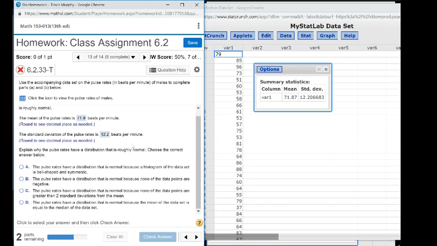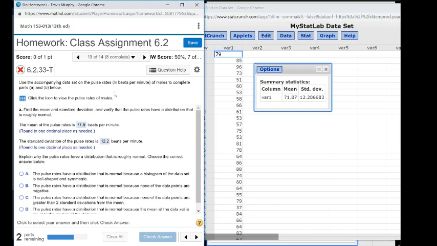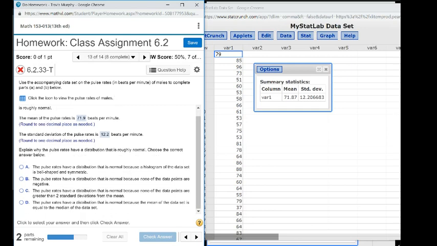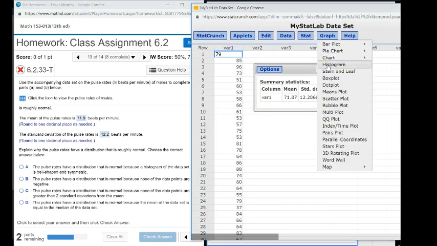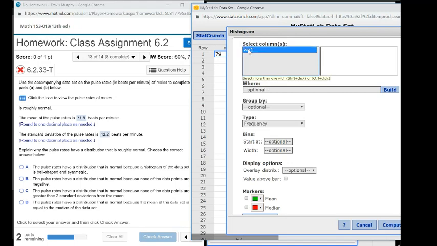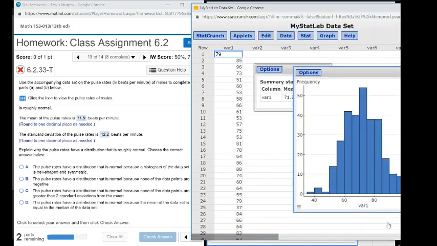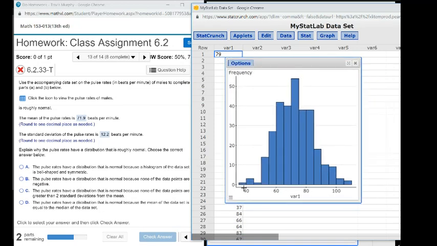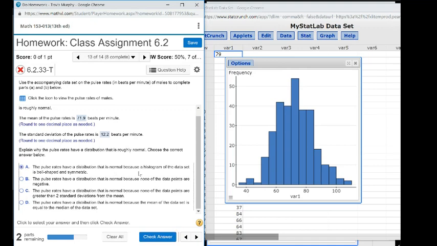Explain why the pulse rates have a distribution that is roughly normal. Okay, did we have a hint here? Well, there's a hint. Some of these problems are saying, well, this one says because the histogram is bell-shaped and symmetric. Well, we can go and make a histogram, right? If we do histogram, graph, histogram, select our column, compute. And to me, that looks, yeah, roughly bell-shaped and roughly symmetric, about 70, 71, yeah. So the pulse rates have a distribution that is normal because a histogram of the data set is bell-shaped and symmetric.